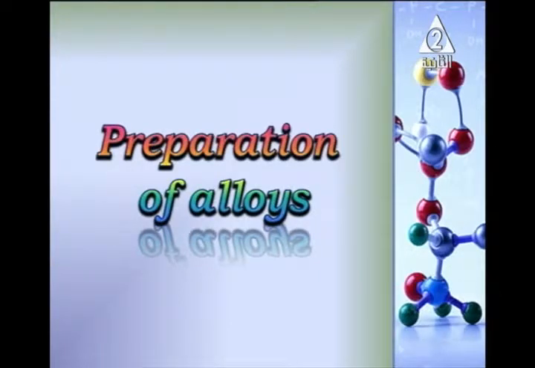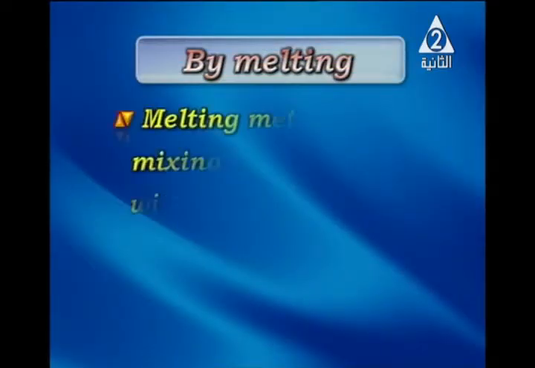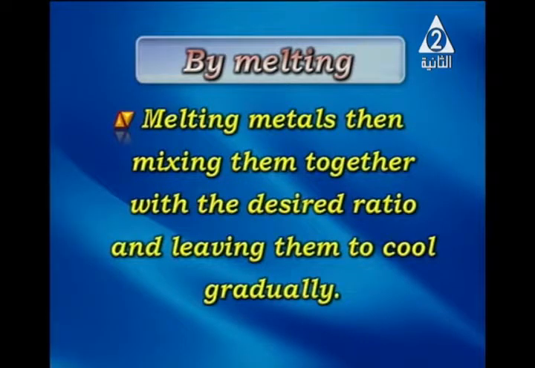How can we prepare the alloy? So we are going to discuss the preparation of alloys. The first way is by melting metals, then mixing them together with the desired ratio and leaving them to cool gradually.